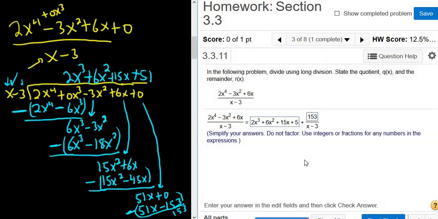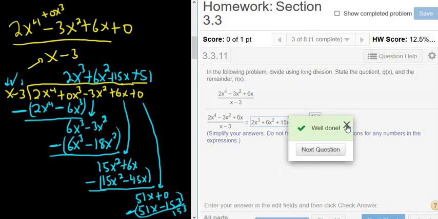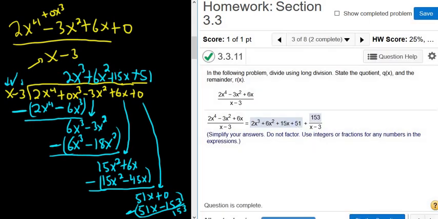Oh, got it wrong. Let's see if we can figure out where we messed up. Let's see, 2x cubed plus 6x squared. Oh, right here, 51. I typed it in wrong. Here we go. Got it right. So very, very easy to mess up in this question. So be really careful when you're doing this. You see I typed it in wrong at first. So hopefully this video made sense. That's it.